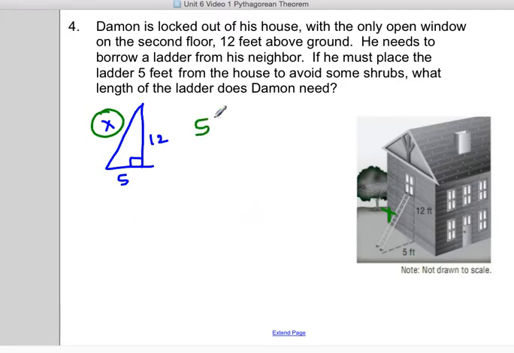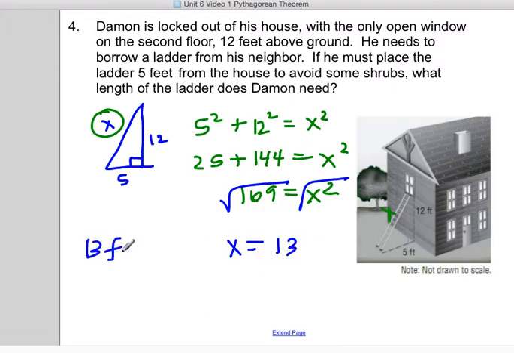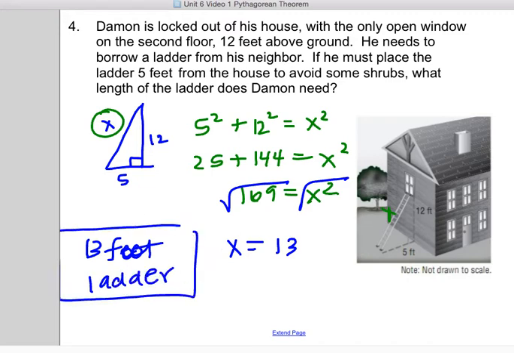So I would have 5 squared plus 12 squared is equal to x squared. 5 squared is 25. 12 squared is 144 equals x squared. If I add them together, I get 169 is equal to x squared. Take the square root. x is equal to the square root of 169, which is 13. So he needs a 13-foot ladder. Okay, that is example 4.